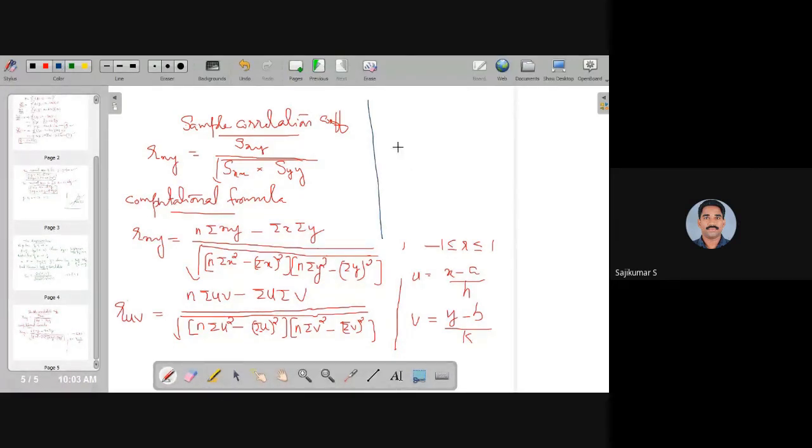So after computation, the original correlation coefficient is Rxy. Rxy will be same as Ruv. So this is another important point when we are doing problems. Rxy is equal to Ruv.